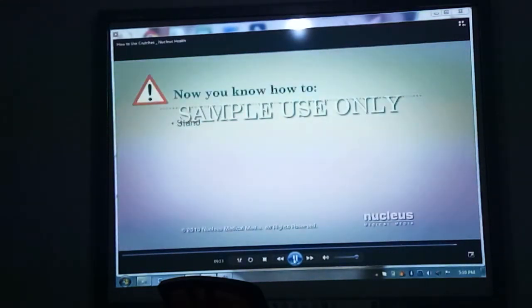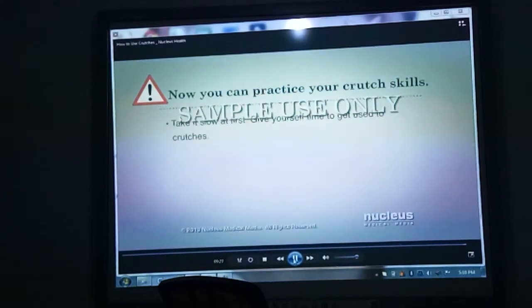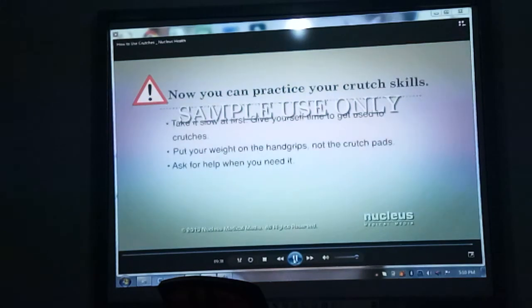Now you know how to stand, sit down, get up from a chair, walk, and go up and down stairs with crutches. Remember to take it slow at first. Give yourself time to get used to crutches. Support your weight on the hand grips, not the crutch pads. And ask for help when you need it.